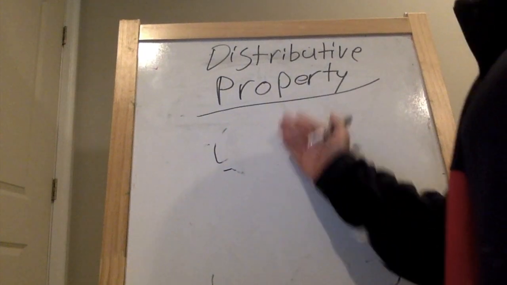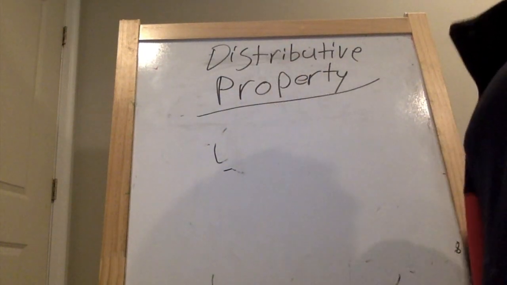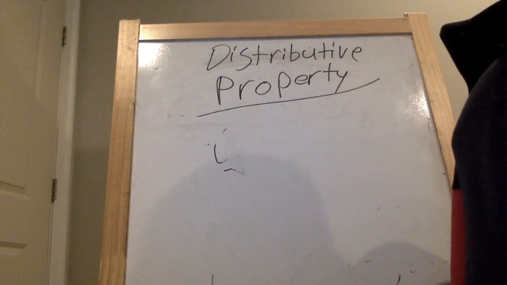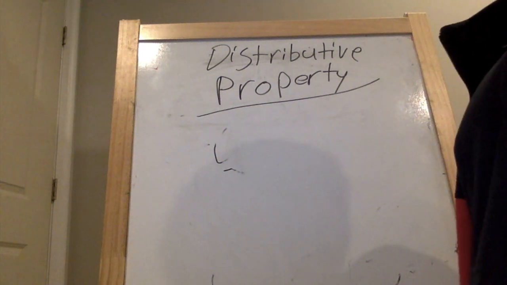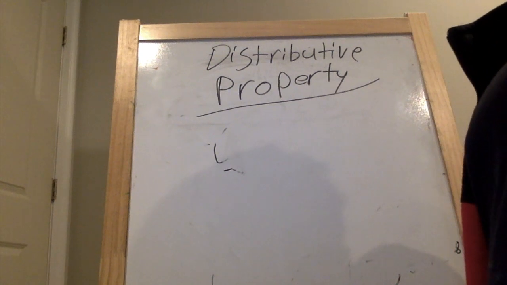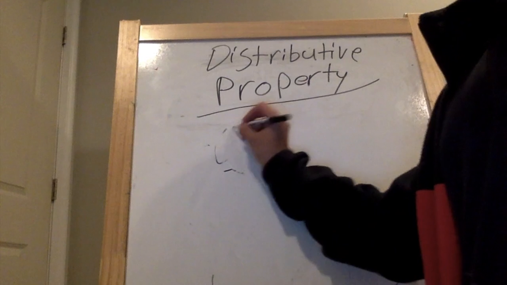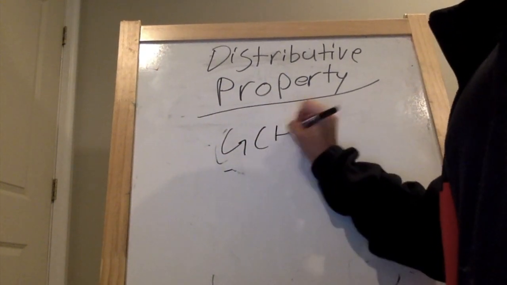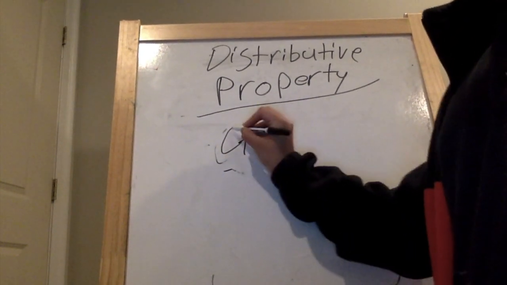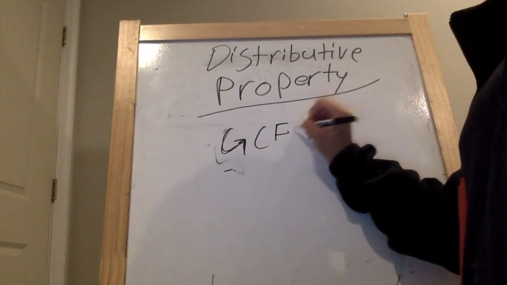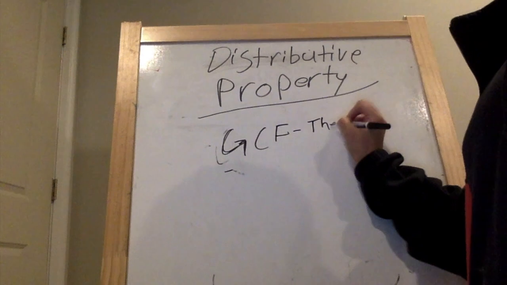Hello everyone, today we're going to learn about the distributive property. Just title your notes if you're taking notes. If you're not, then just make sure you understand. So one important term for learning distributive property is GCF. GCF stands for the greatest common factor.